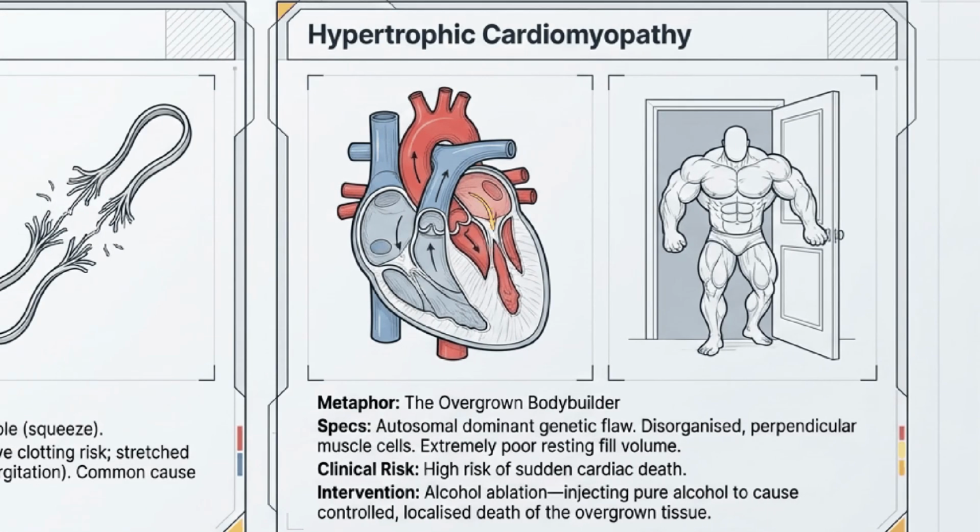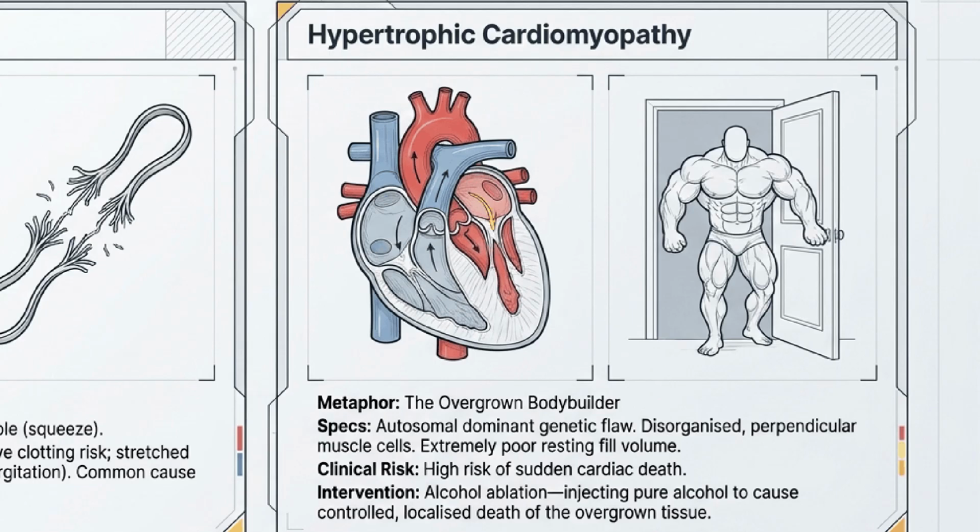If dilated is the loose rubber band, hypertrophic feels more like a bodybuilder whose muscles get so massive on the inside of a room that there's simply no space left for anyone to actually enter the room. Yeah, that's a great way to think about it. And this one is primarily a genetic autosomal dominant condition. Meaning if you inherit just one copy of the mutated gene from a parent, you have a high chance of developing it. Yes, just a single copy is enough.